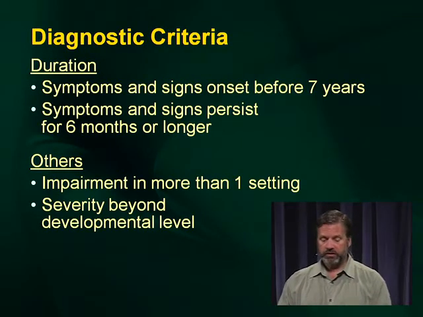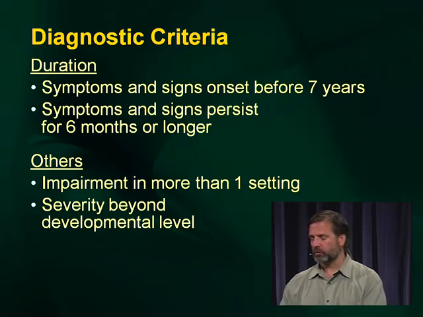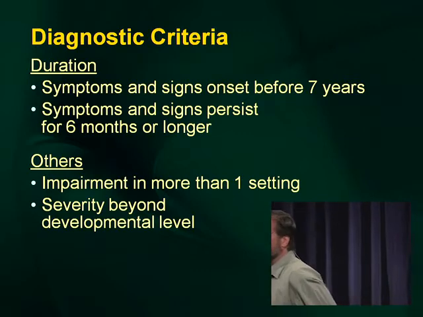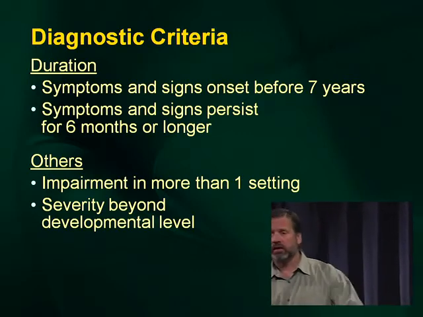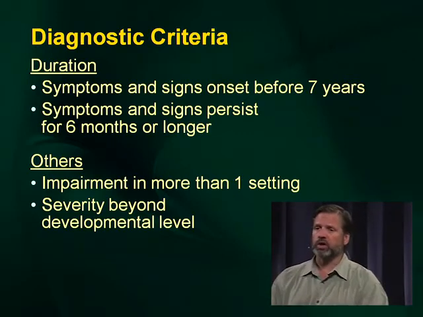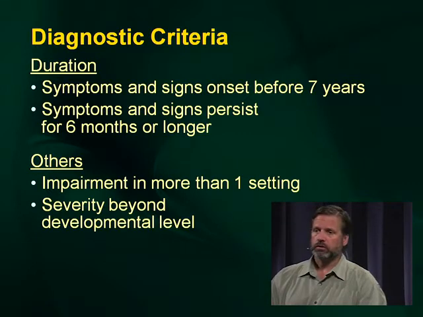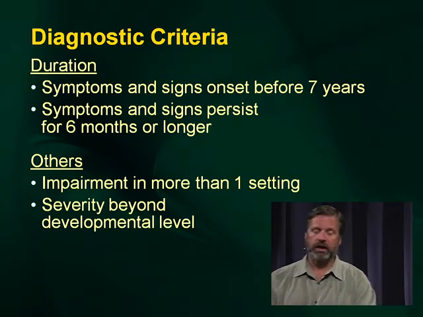So the diagnostic criteria I've listed for you, but some of the things to recognize is that it needs to occur before the age of 7 in order for the diagnosis to be made, and the symptoms need to persist for more than 6 months. A really important one is it has to be in more than one setting. You cannot diagnose ADHD if it's only occurring at school. So that's an important thing to highlight.